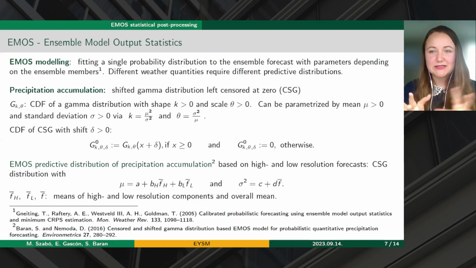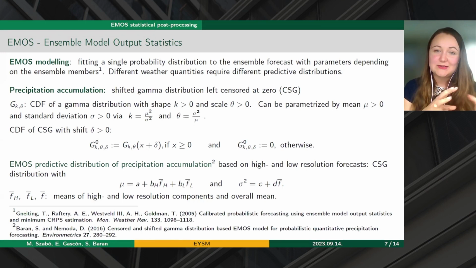Now, of course, different weather quantities require different predictive distributions, so it needs to be suitable for the weather quantity's properties. For example, for temperature or pressure, we would use a normal distribution, which fits quite well. But for precipitation, we need to take into account its discrete-continuous nature. So it needs to be a non-negative predictive distribution that can assign positive mass to the zero precipitation event. What we have chosen here, and what has proven itself before for precipitation accumulation, is a continuous distribution that can take both positive and negative values, but we censor it at zero from the left.